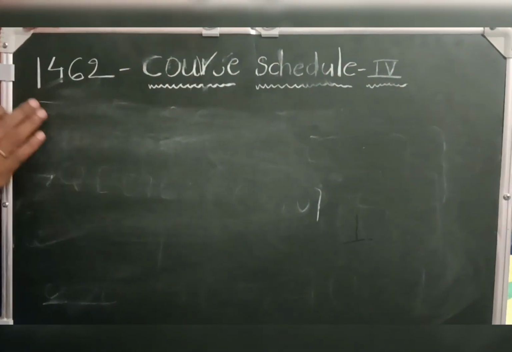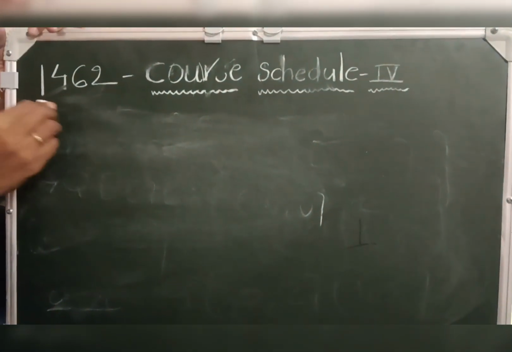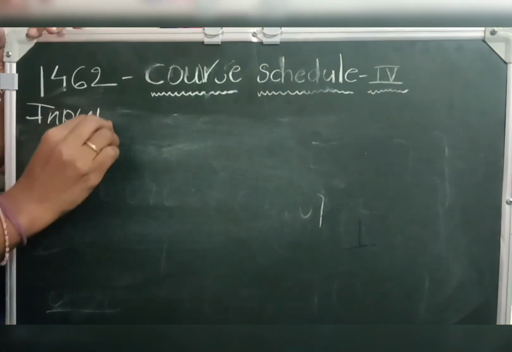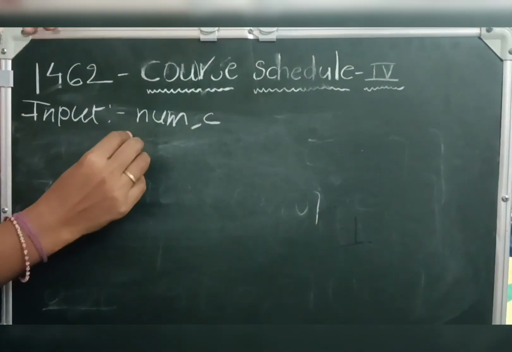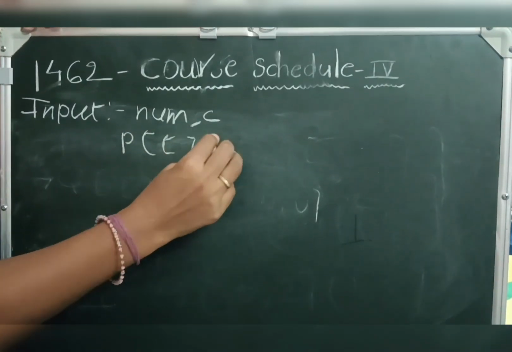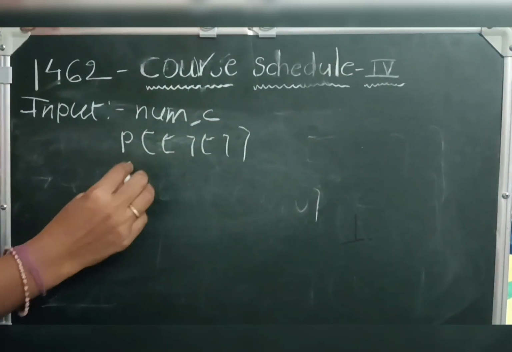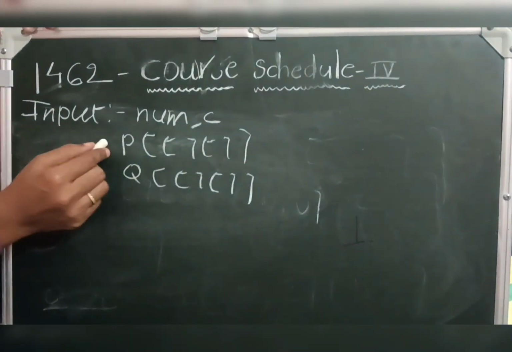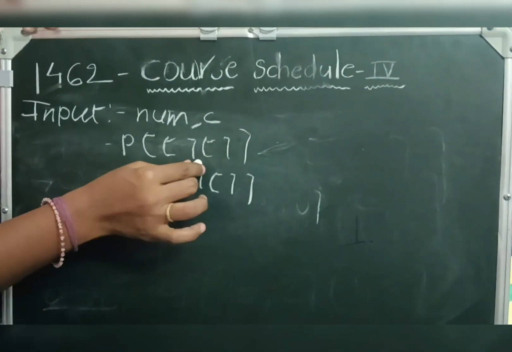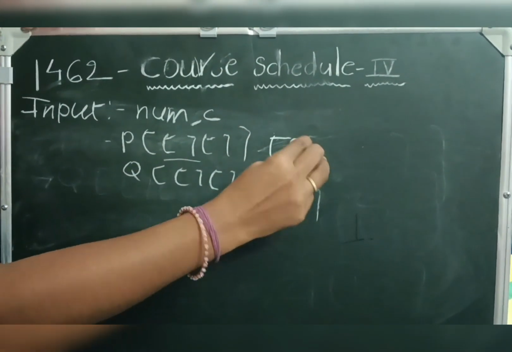Today we discussed a problem related to graphs. In the problem, they give as input an integer for the number of courses, and a 2D array. The second is prerequisites, and the third is also a 2D array, which is queries. In the prerequisites they give two integers in each array, for example, i and j.